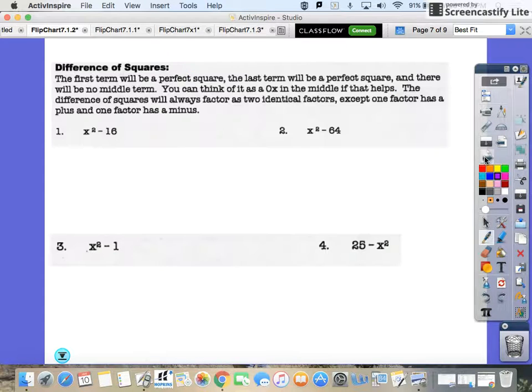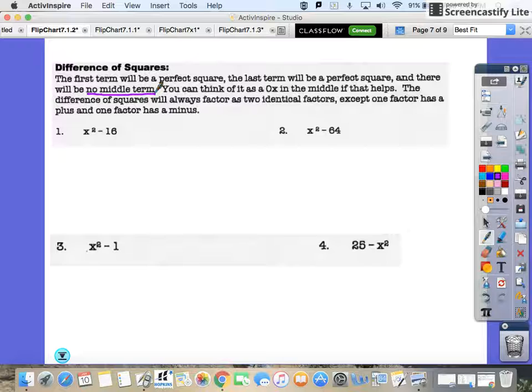All right. So these ones are some pretty specific, or I guess unique, examples. These are called difference of squares, or difference of two squares, you might hear. It says the first term will be a perfect square, the last term will be a perfect square, and there will be no middle term. You can think of that as a 0x in the middle if that helps.